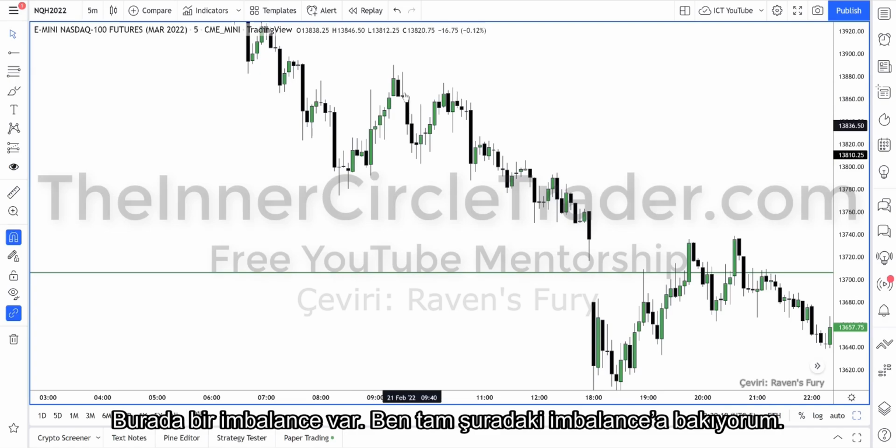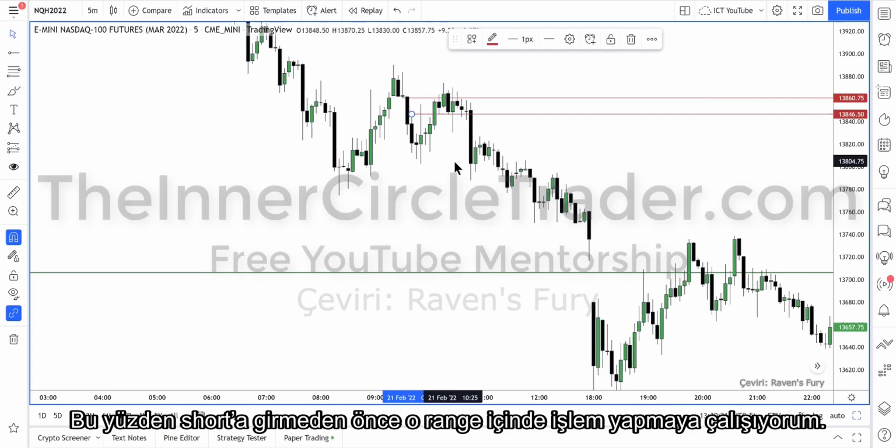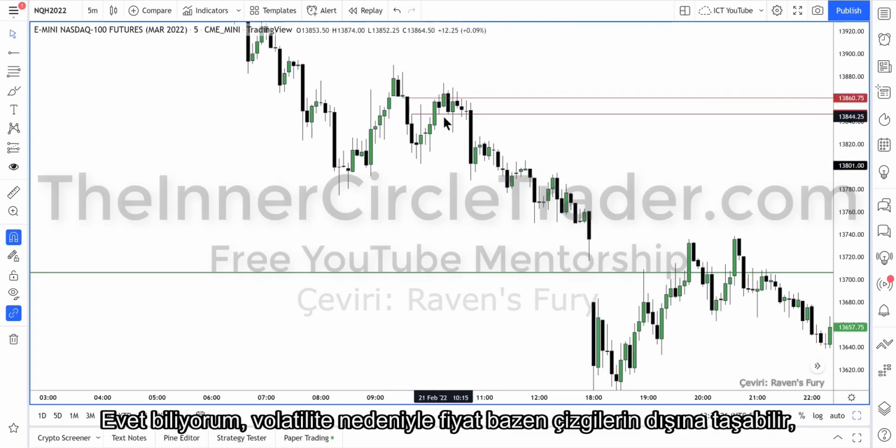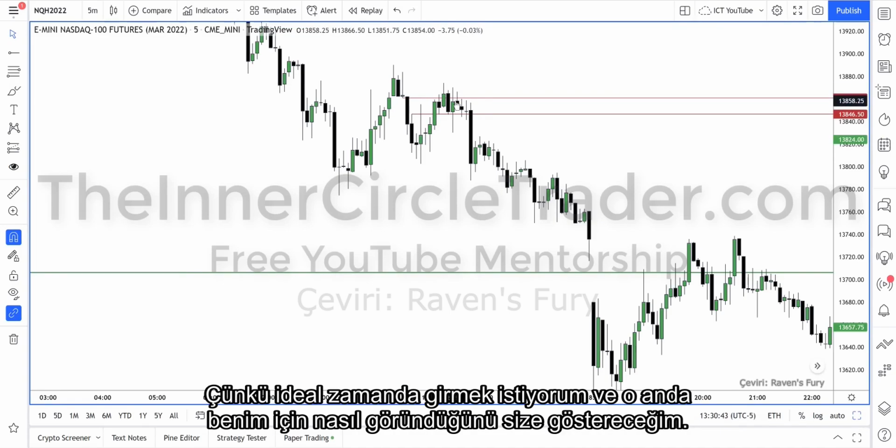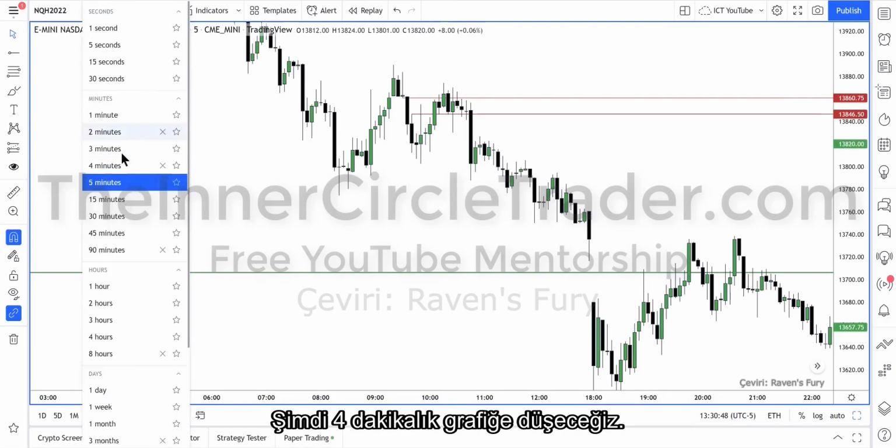Okay, we have an imbalance there. And that's what I'm looking at. I'm looking at this imbalance right there. So I'm trying to operate inside that range for a short. Now, I know because of the volatility, it can color outside the lines, and it's okay. The bodies of the candles are kind of supporting the idea of what I'm looking for, but the wicks I could care less about because I want to get in when it's ideal. And I'm going to show you what that was looking like for me at the time. So we're going to drop down into a 4-minute chart.